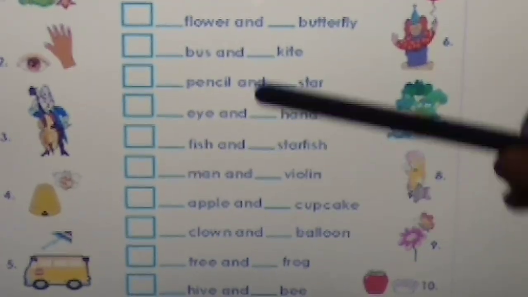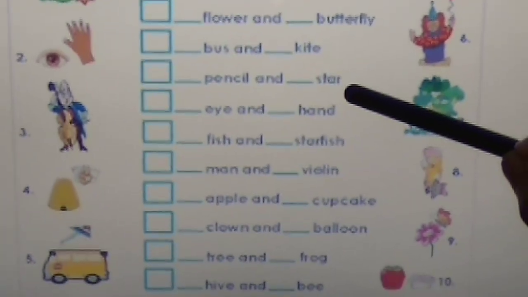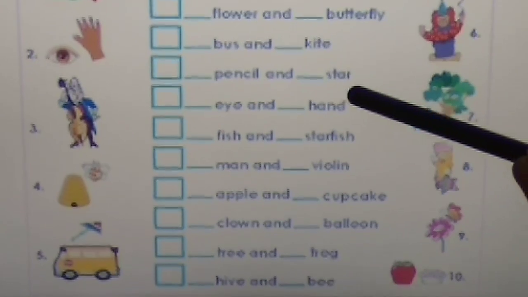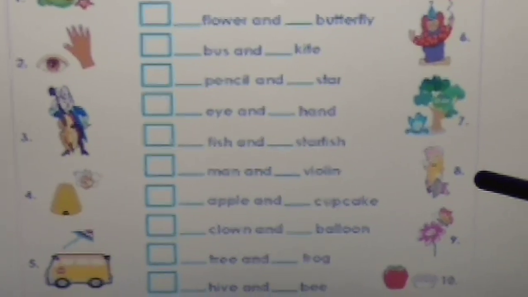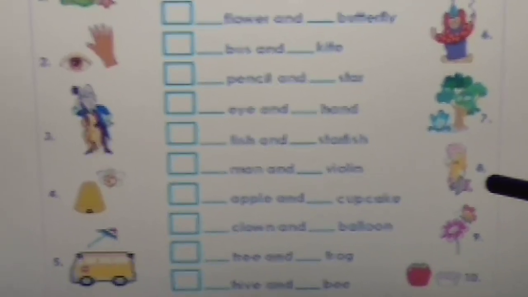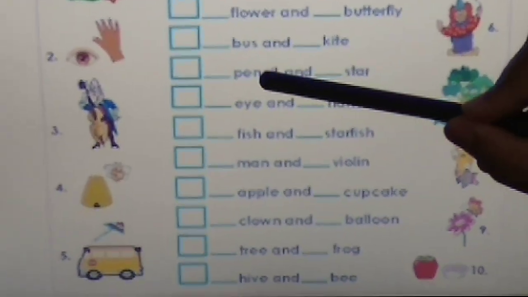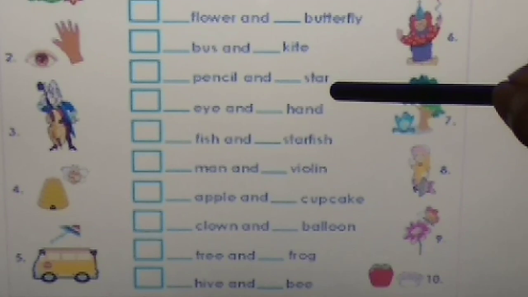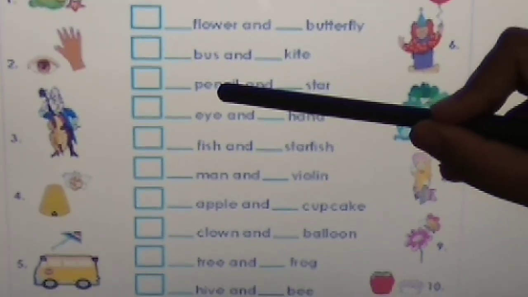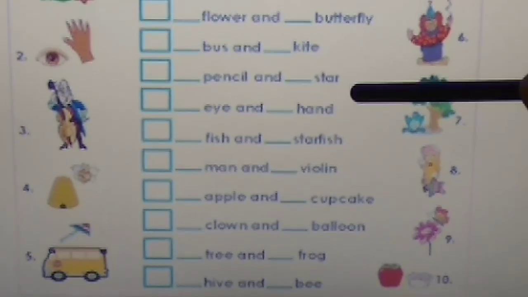consonant. Now see, the next picture is about pencil and star. Where is your pencil? Where is the star? Yes, at number 8 you can find a pencil and a star. So put in the box number 8. Before a pencil and before a star, what will you write? A pencil and a star. Because both are starting from a consonant, P and S.